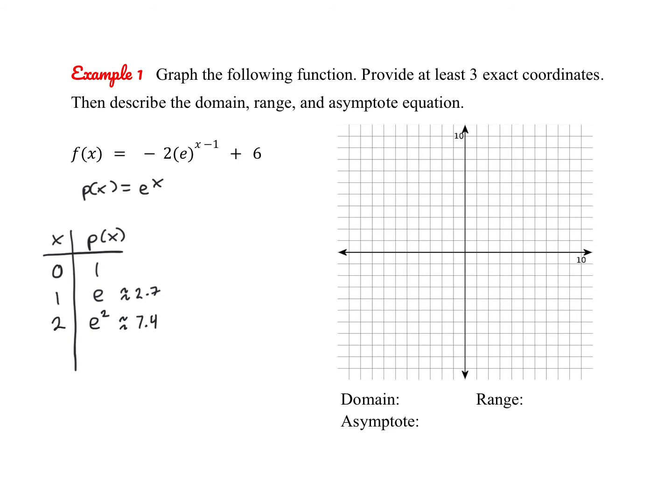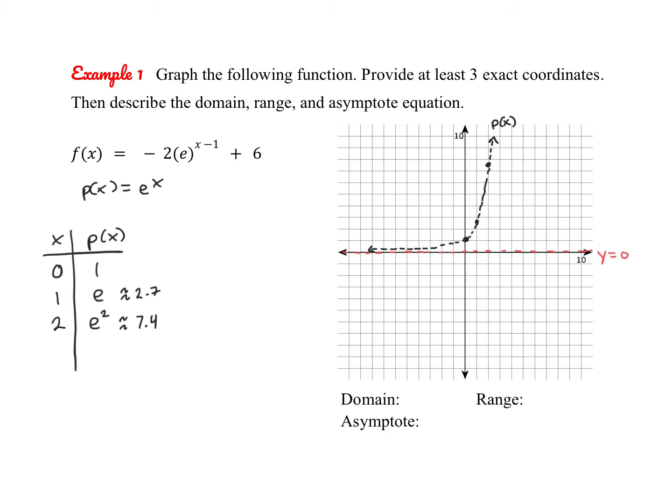So if you want, you can plot that parent function. It would look like this, approximately. So it's something like this. And our horizontal asymptote would be at y equals 0 for the parent function.